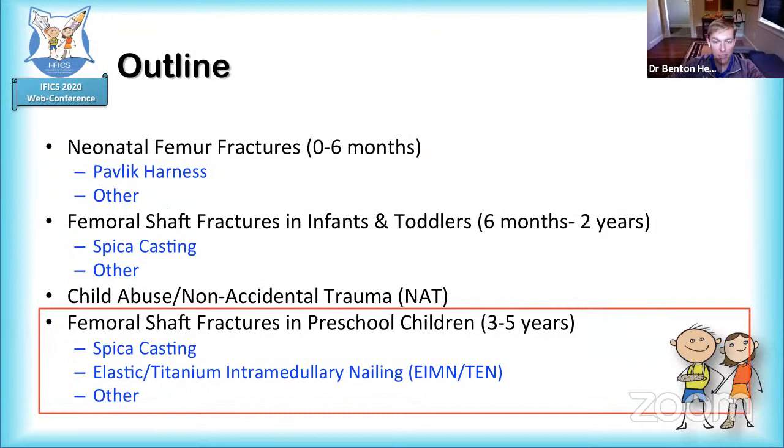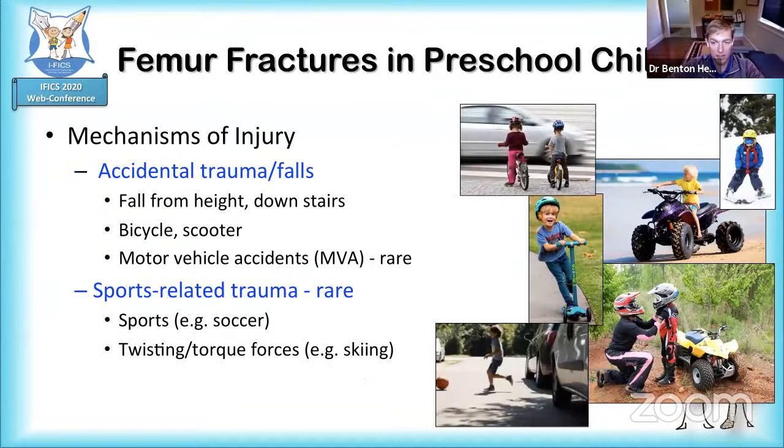Moving on to the femoral shaft fractures in preschool children and younger school-age children, really our standard is still spica casting, though emerging evidence suggests that maybe elastic or titanium intramedullary nails may be appropriate for the older subset in this group. So our mechanisms of injury in this group would be accidental traumas or falls from height downstairs.